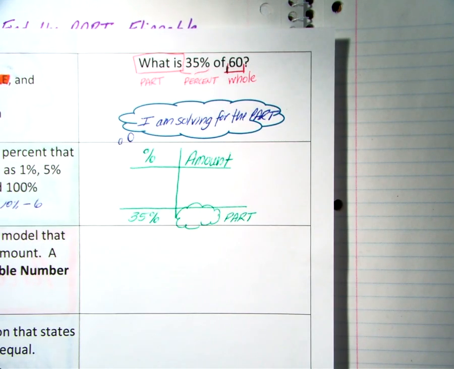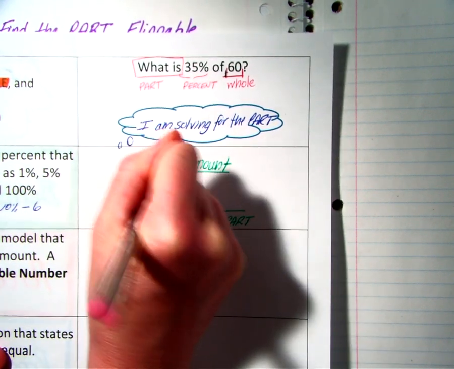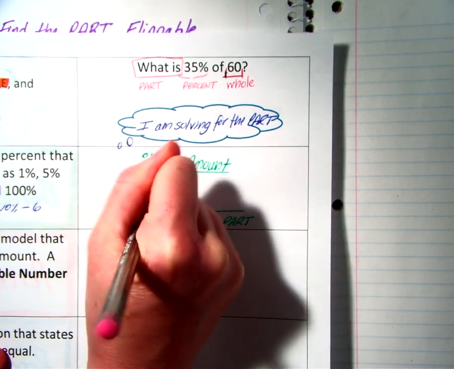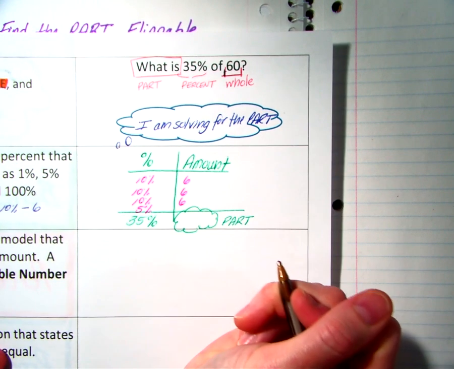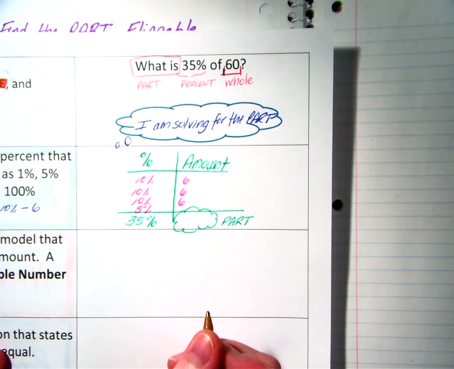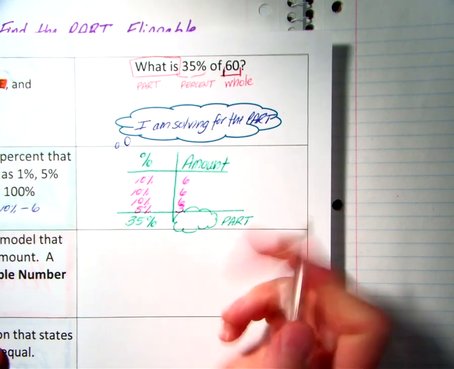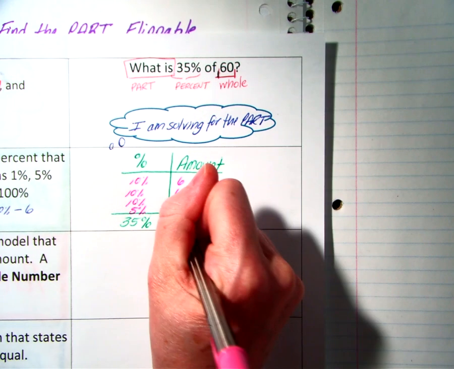I'm going to take a look at this here. I'm going to say, all right, I need 10%, 6. I need another 10%, another 6. I need another 10%, another 6. And I need 5% more to get to 35. Well, 5% is half of 10%, so I need half of 6, which is 3. I've got all these little parts that are going to add up to all the crackers that you're going to share. You're going to share 35% of the box. 6 plus 6 plus 6 plus 3. You would share 21 crackers.